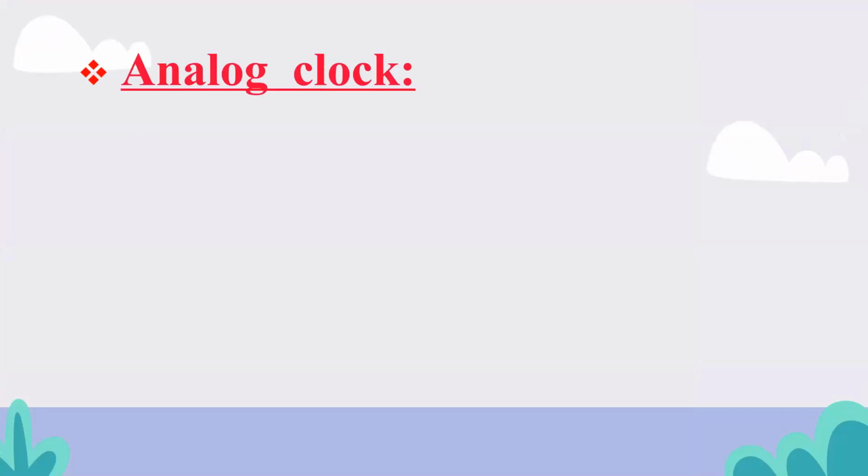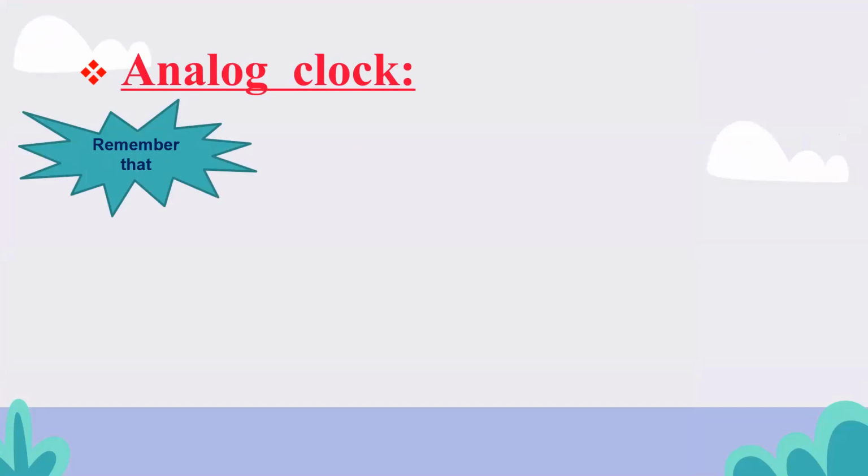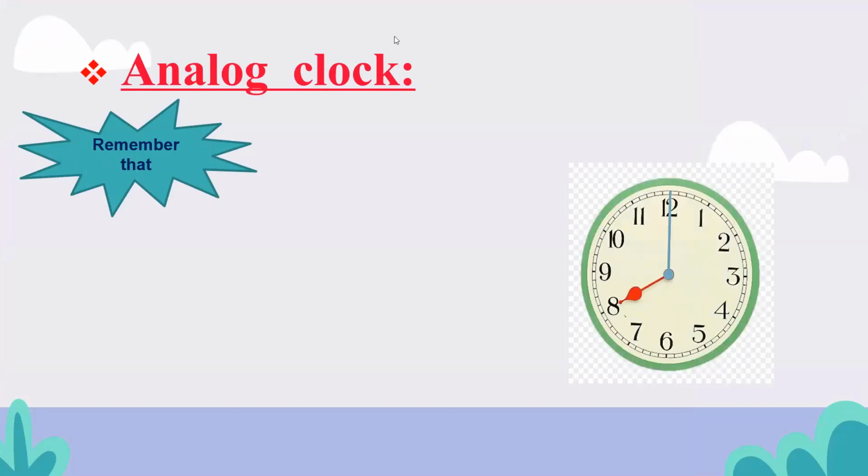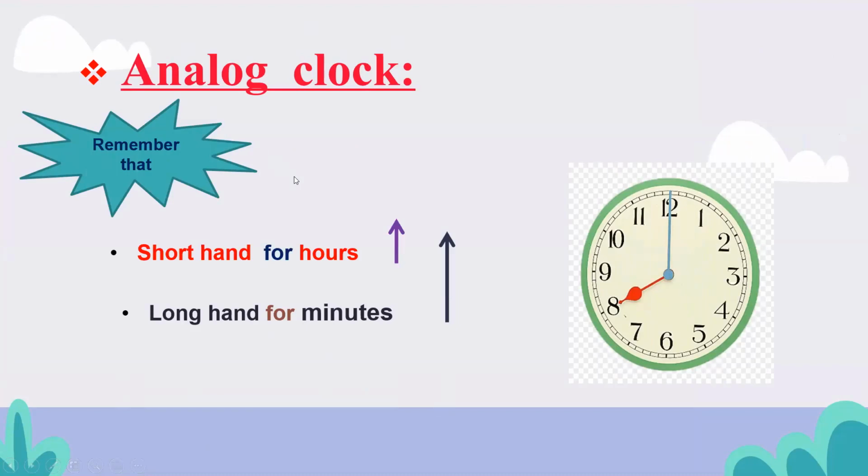We have the analog clock. We just remember that we have a short hand and a long hand. The short hand is for hours, and the long hand is for minutes. So let's remember, what is this clock time? Do you see this clock on the screen? Yes, very good, Yemen. It will be 8 o'clock.